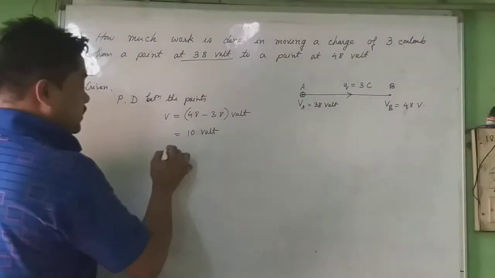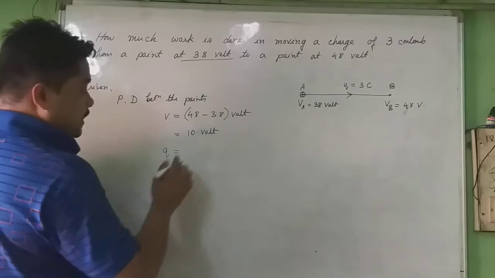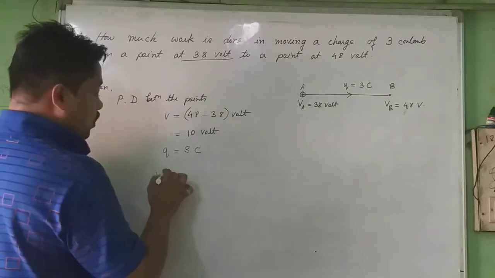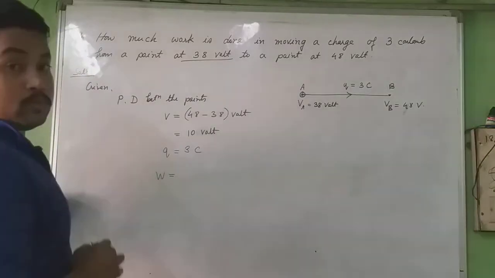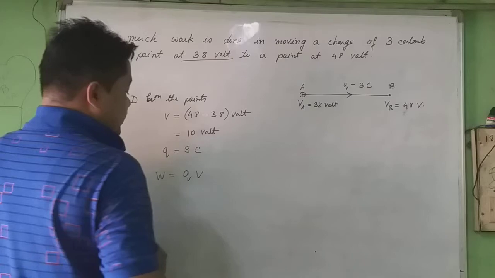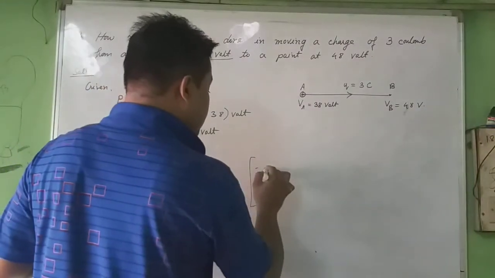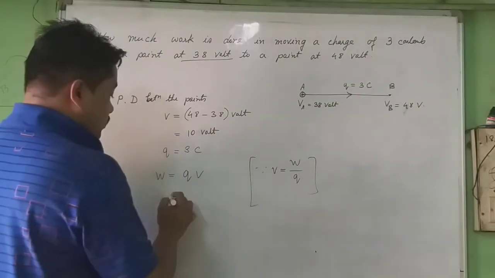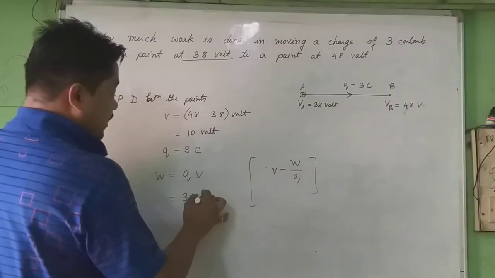Okay, and also the charge is 3 coulomb, therefore work done is equal to what? Charge into potential, since potential is equal to work done by charge. So charge is 3 and V is 10.